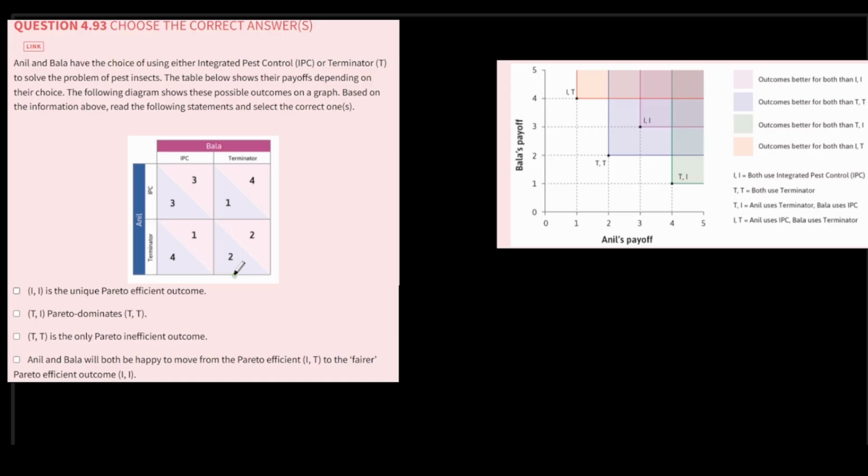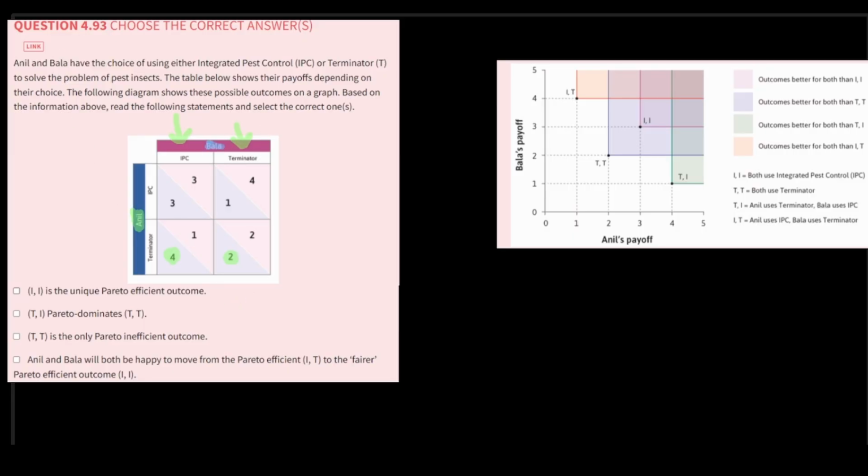So again, let's start off with Anil. What is Anil going to do if Bala chooses IPC? Well, Anil is choosing between 3 and 4. 4 is going to be that better payoff. That's what Anil will choose. What's Anil's best response if Bala chooses Terminator? Well, between 1 and 2, 2 is the better one there, so Anil will again choose Terminator.